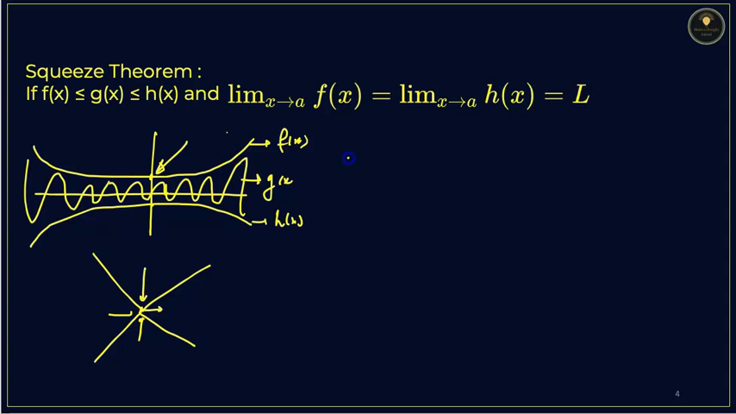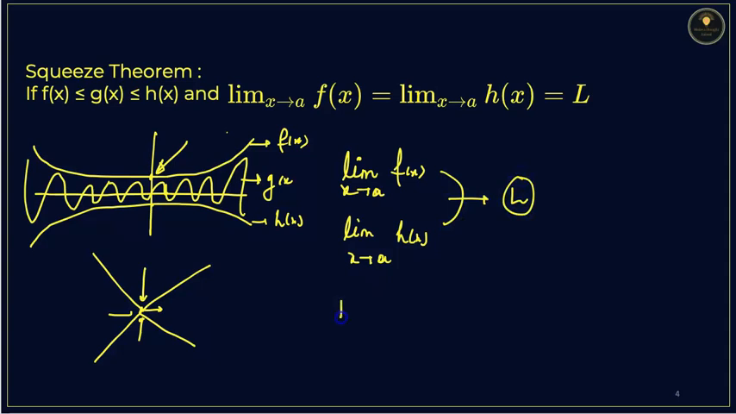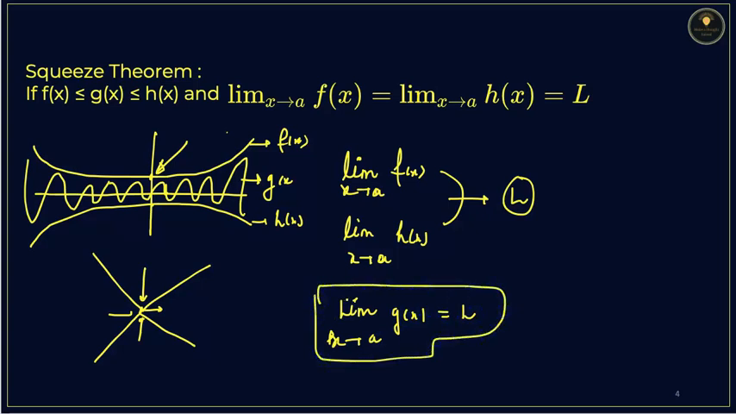Here we are saying limit x tending to a of f(x), and limit x tending to a of h(x), these two values are constraining towards L, which means that the limit of g(x) as x tends to a will be equal to L. So that's the thing that you will get from here.